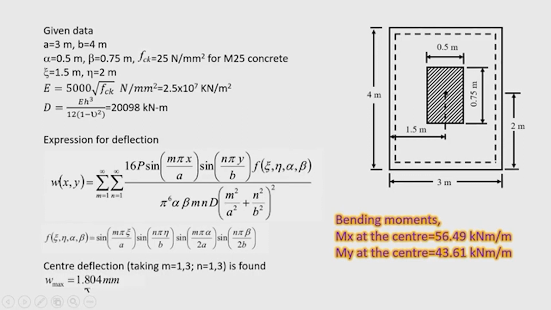Again the deflection will be maximum at the center, and the bending moment in both the directions, say M x and M y direction, is calculated. In the x direction it is 56.49, in the y direction it is 43.61 kilonewton meter per meter. Remember one thing, that all the stress resultants, that is bending moment, shear force, twisting moment, all are expressed in their respective units per unit length of the plate. Suppose for example, bending moment unit is kilonewton meter. So, it has to be expressed as kilonewton meter per meter.